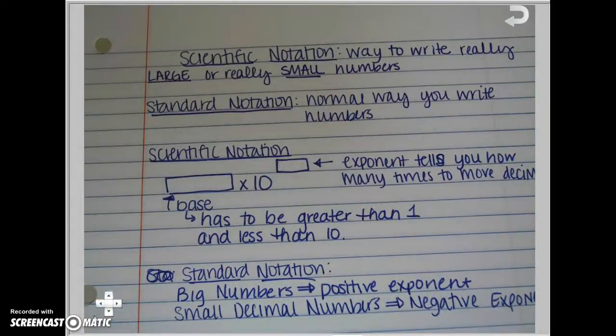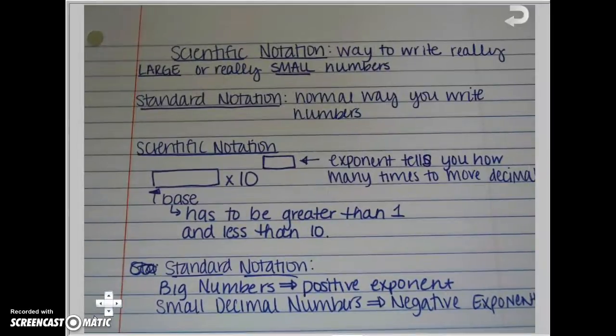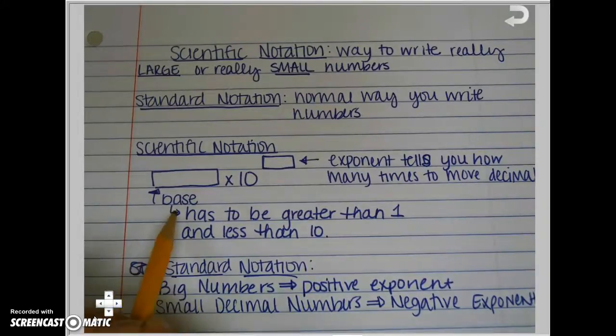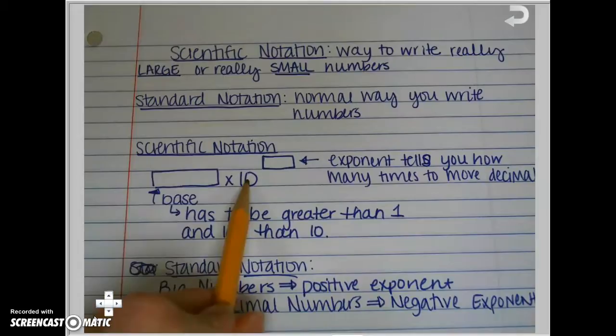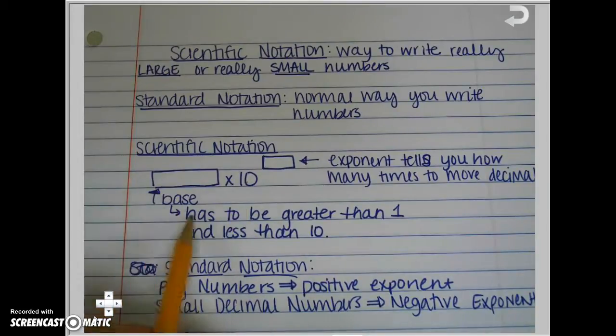Alright, so we're going to talk about scientific notation today. Scientific notation is a way to write really large or really small numbers, and standard notation is the normal way you would write numbers. In scientific notation, you're going to have a base, which is always the number in front of the times 10. That base has to be greater than 1 and less than 10. So we couldn't have a 34 right here, or a 75. It has to be like a 5, or an 8.2.